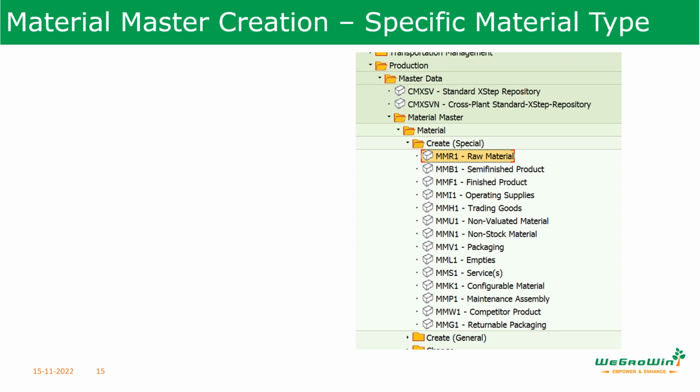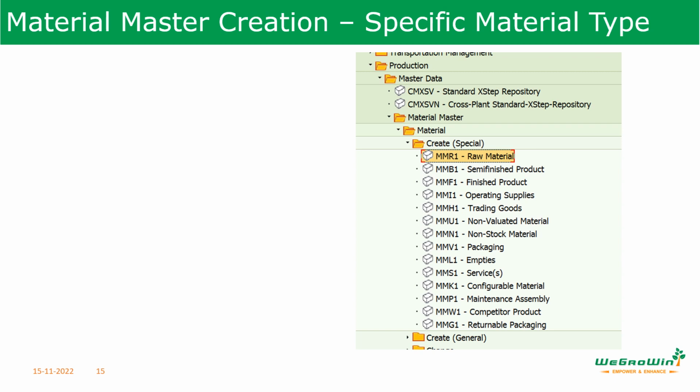MM01 is the transaction code to create the material, where we have to give the material type and select it. Also, the views and other things, we have to select manually and go and create them. But there are some specific transactions we can use as a special creation, depending on the material type.